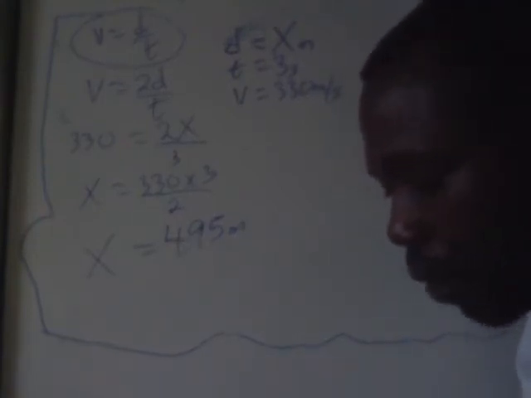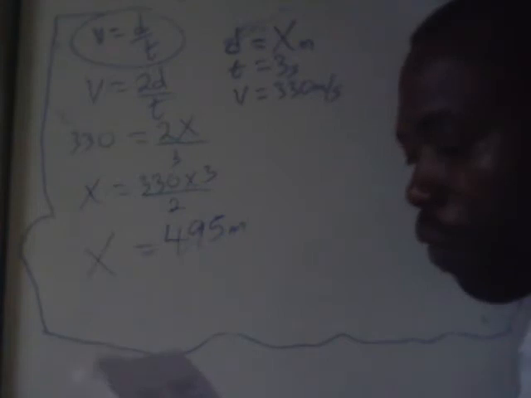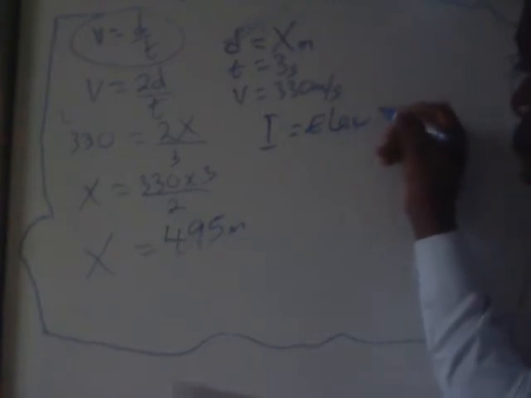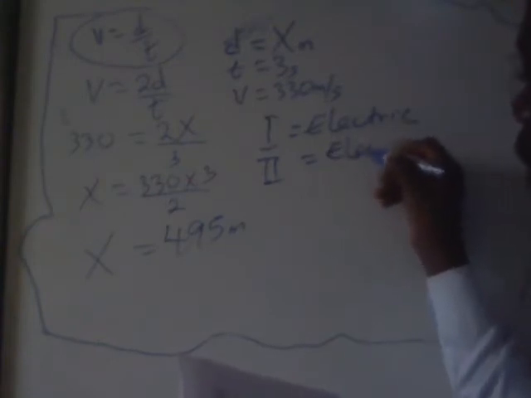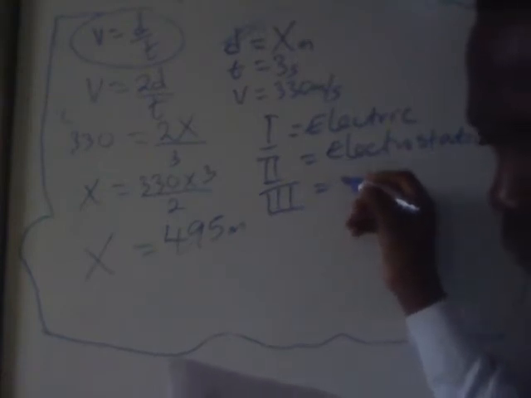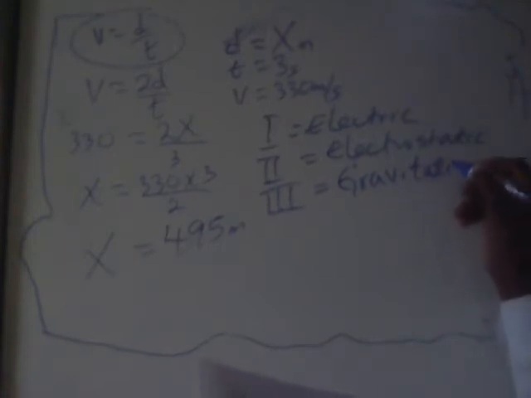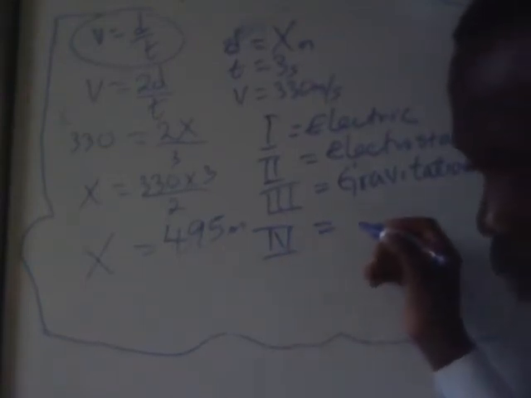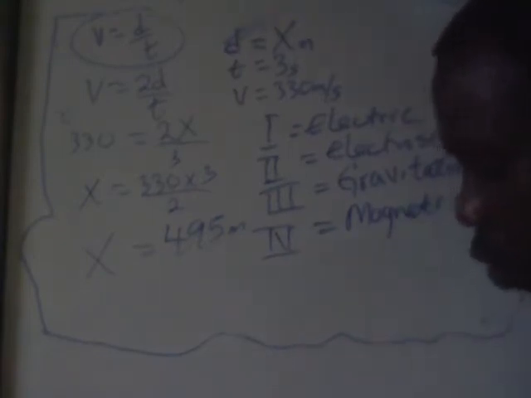So let's go to number 31. Number 31 is not a calculation question. The following are examples of fields. Remember figure 1, they gave us electric field. Remember figure 2, we are given electrostatic. Remember figure 3, we are given gravitational field. Remember figure 4, we are given magnetic field. Okay, so these are the fields given.